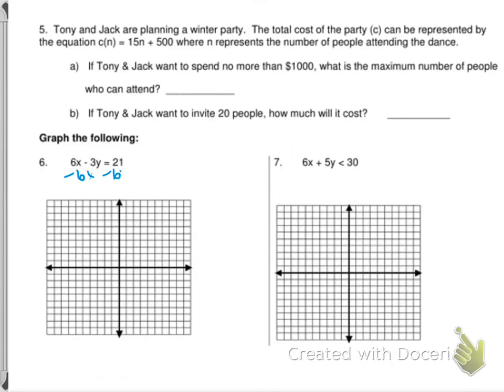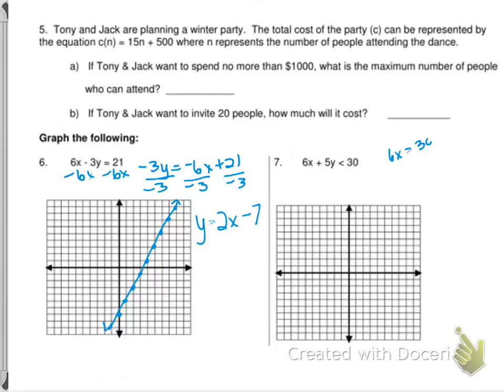Okay, you have to solve this for y. So subtract 6x from both sides. Then divide by -3. So y equals 2x minus 7. Put a dot at -7, a slope of 2. And connect the dots.